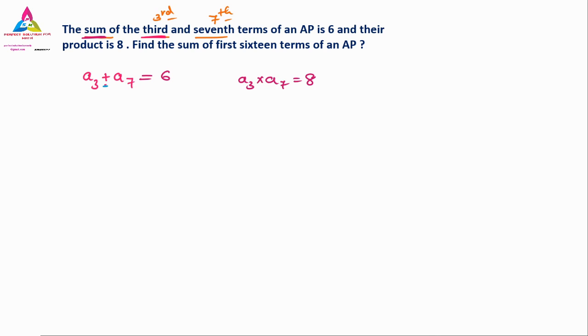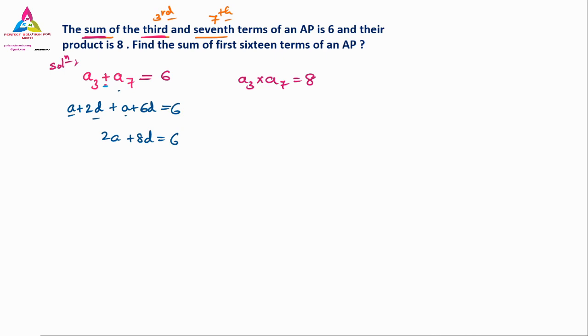If you understood this much, we can solve this problem very easily. So now what we have to do? We know what A3 is. A3 is nothing but A plus 2D. And A7 can be written as A plus 6D, since for the 7th term it is one less. So A3 plus A7 equals 6. A plus A is 2A, 2D plus 6D is 8D, that equals 6. This is the main thing they have given.